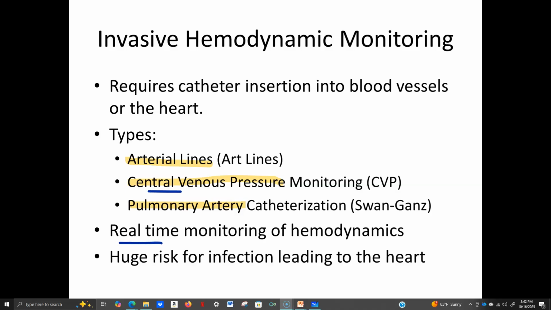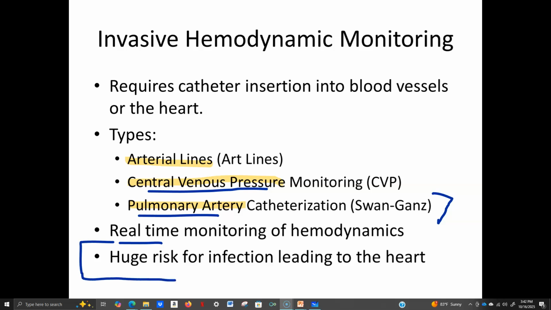CVPs are more of a right-sided thing, so we're going to have a catheter in the right atrium, and it's going to give me the central venous pressure, which is just a fancy way of saying that I'm going to be able to measure or look at or evaluate my preload. And then pretty much the same for our pulmonary artery catheters. They're going to help us maintain a good cardiac output. They're going to give us information about wet or dry, and then just help that heart out. It's going to give it a little extra oomph.